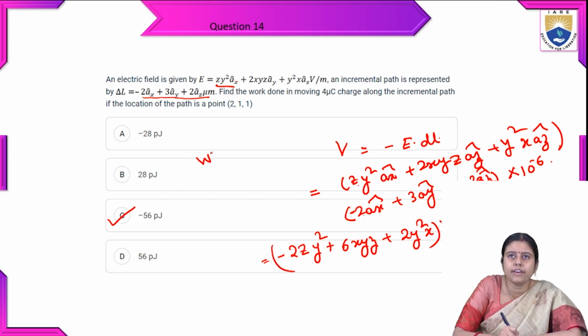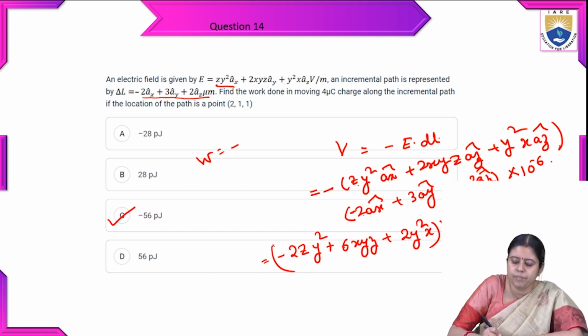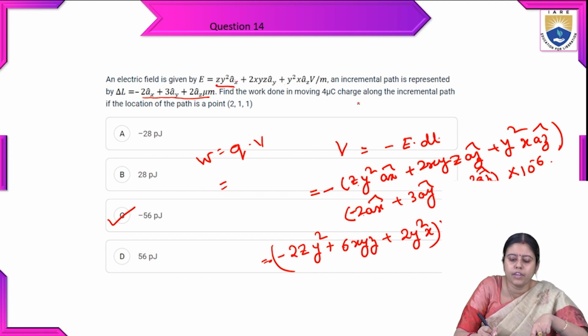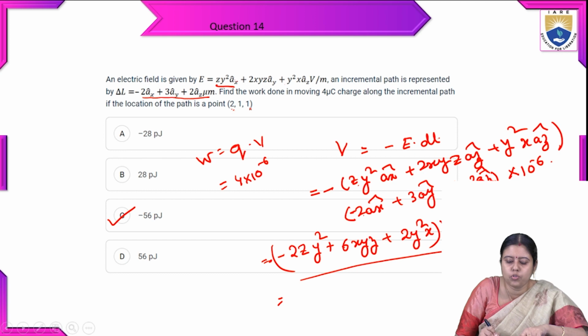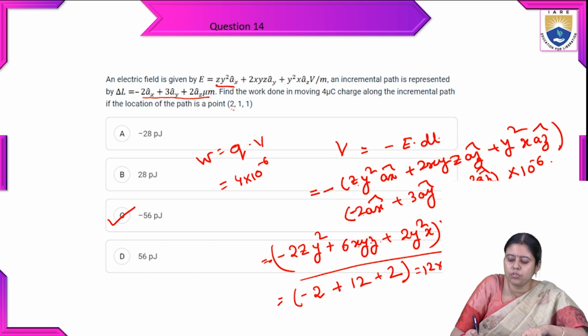Now, what is the work done? Work done is equal to minus, and all are minus. E dot dl means everything is minus. So, what is the work done? Q into V. Q value we know. What is the value of Q? Q is 4 into 10 to the power minus 6. V value we got, and we have to calculate V at the point 2, 1, 1. So 2, 1, 1 means minus 2 plus xyz means 2, 12 plus 2. So it is 12 into 10 to the power minus 6. Sorry, it is 1.